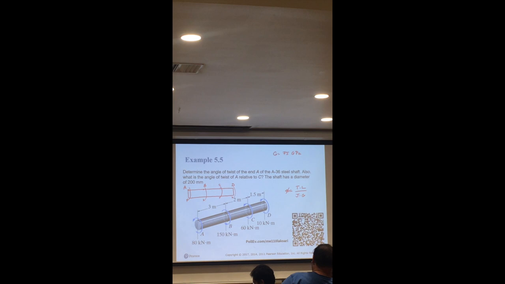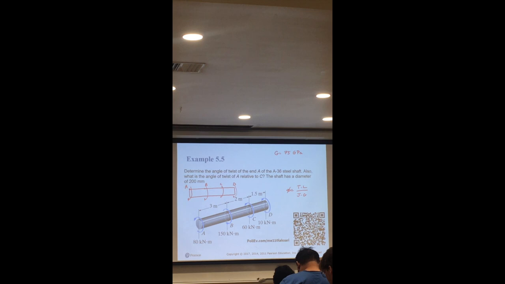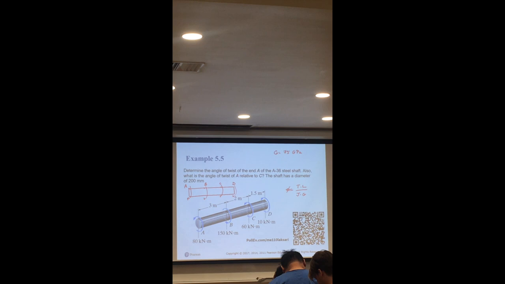Okay, so let's start from D. We have 10 kilonewton meters at D. That's the external torque, right? And that is negative. Good. And then tell me where you put the sections. You do one right before C. So you don't see this 60 kilonewton meter torque, and then your internal torque would be what? Negative 10. It would be the same exact torque that you see at point D, so if that is negative 10, that would also be negative 10, right?